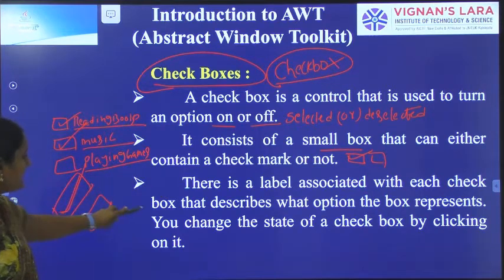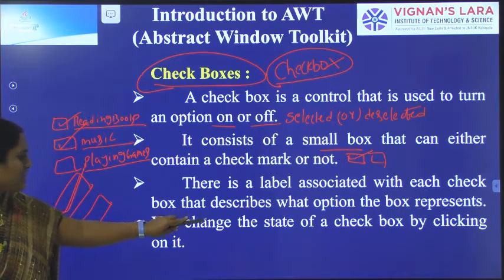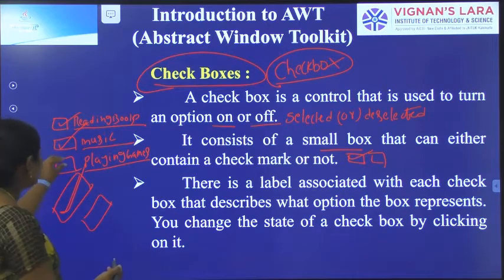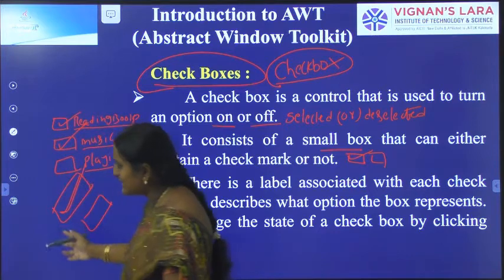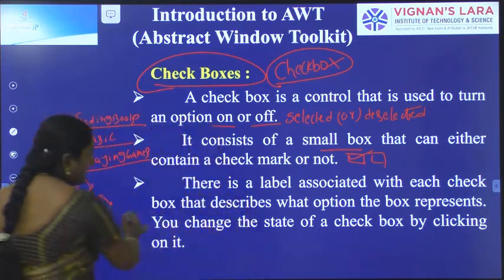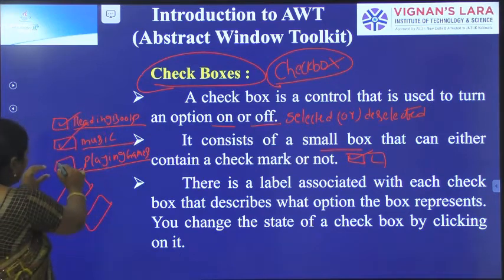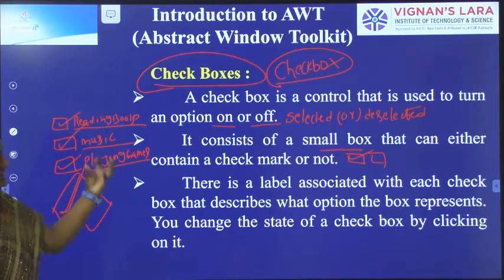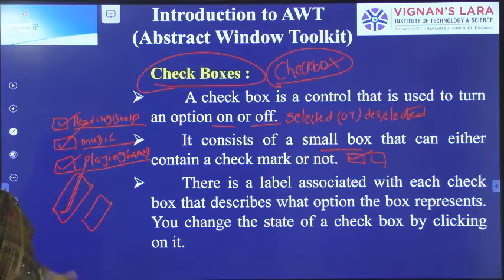Next, you can change the state of a checkbox by clicking on it. Suppose it is deselected and I want to select these three as my hobbies. Whenever I click on these checkboxes, they become selected. So this is nothing but checkboxes.